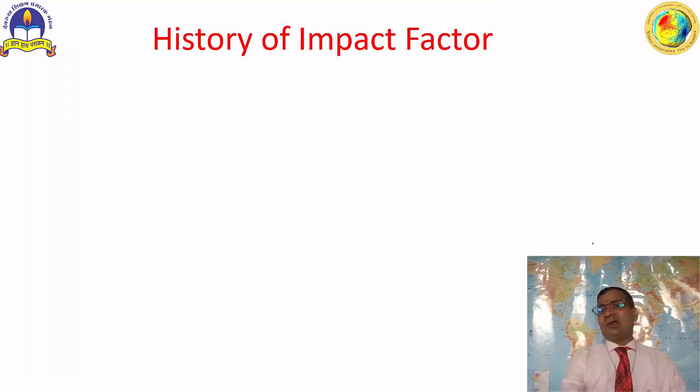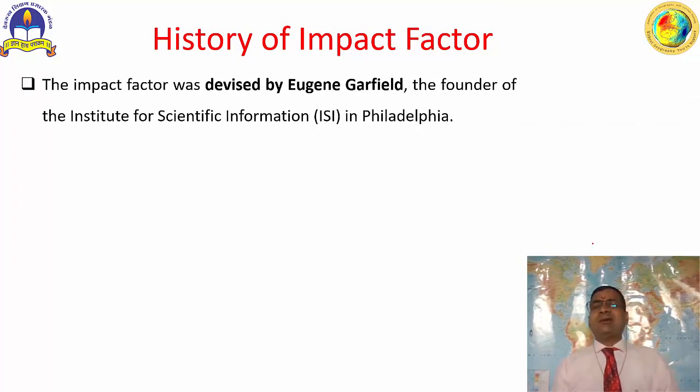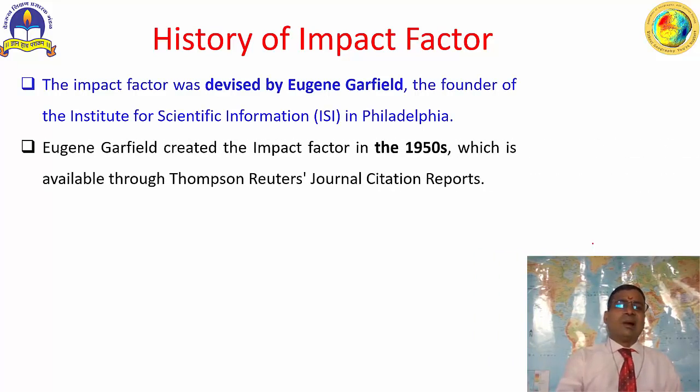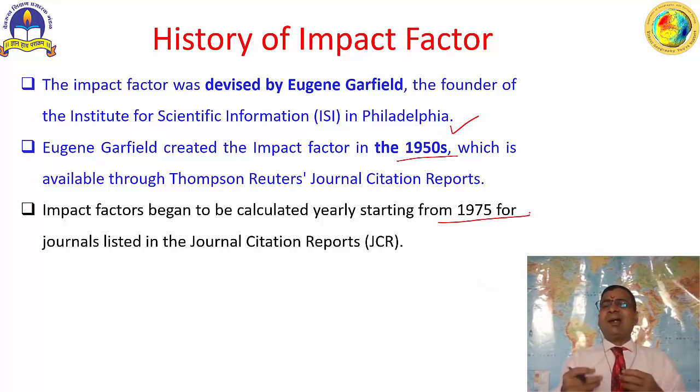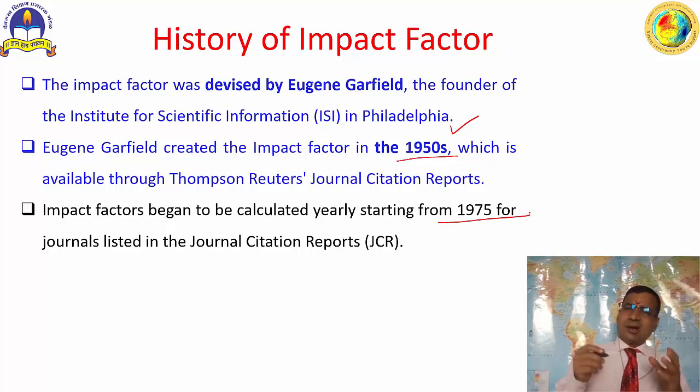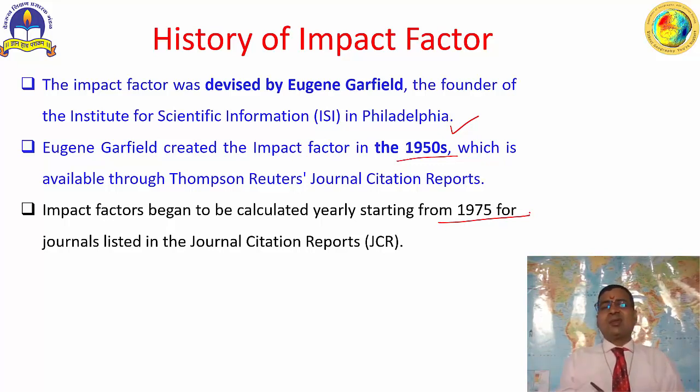If we talk about the history of impact factor, it was devised by Eugene Garfield. He was the founder of the Institute for Scientific Information, that is ISI, in Philadelphia, and he created the impact factor in the year 1954, and it is available through Thomson Reuters impact factor or Journal Citation Reports. It was first created in the 1950s, but since 1975 it has been widely used to calculate the impact factor of journals indexed in Thomson Reuters reports or Journal Citation Reports.